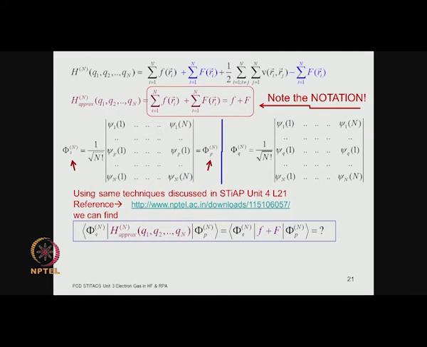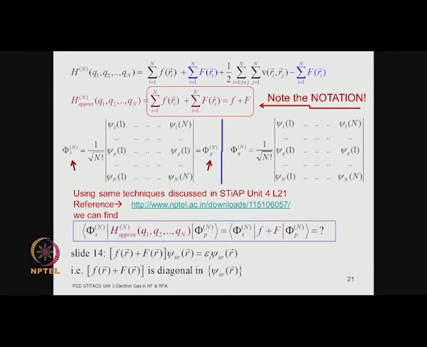Okay. So, if you now try to determine what is the matrix element of this approximate Hamiltonian, which is just the sum of the little f and the capital F, what is this matrix element? So, let us ask that question. What is the matrix element of the approximate Hamiltonian, which is the sum of the first two terms, in the Slater determinants phi p and phi q?